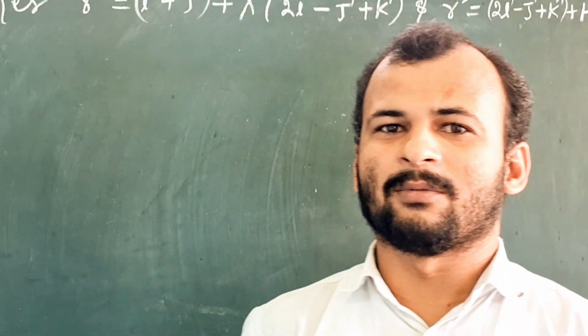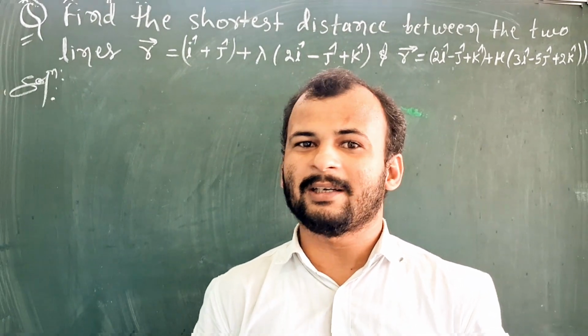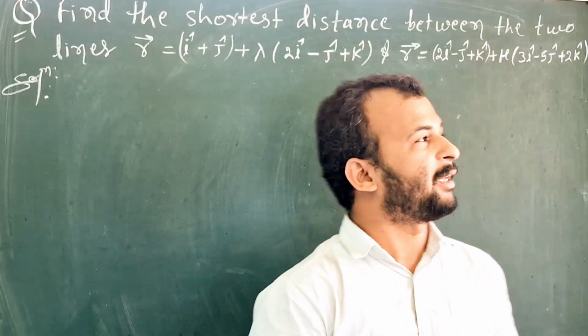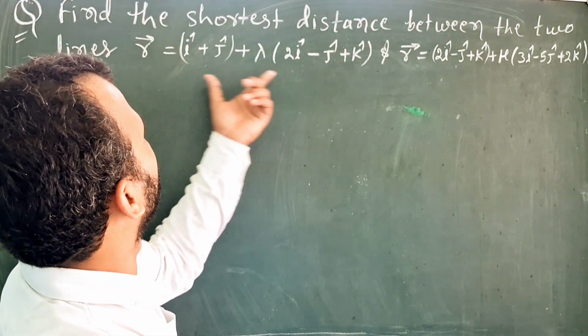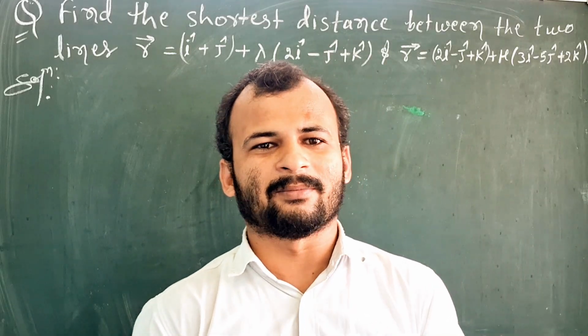Dear students, we have a question of three-dimensional geometry, a question of a straight line. We are given two straight lines and we have to find the shortest distance between these two lines. How can we solve it very easily?